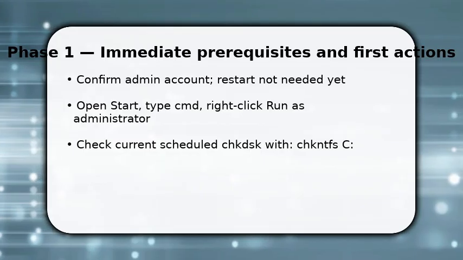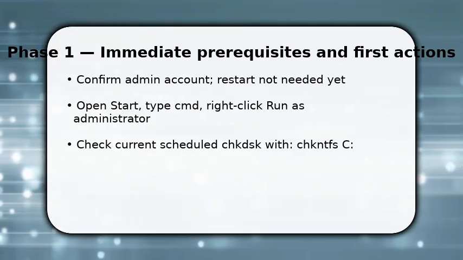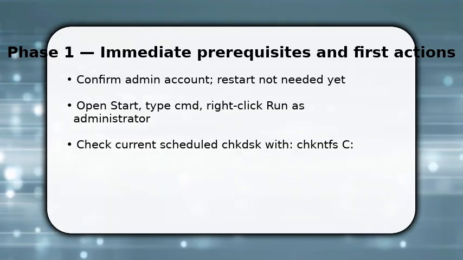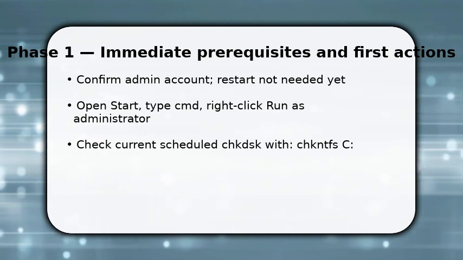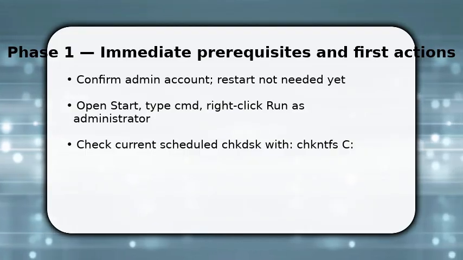Make sure to note the drive letter if different. If the drive is listed, proceed. Otherwise, you can skip disabling and investigate why chkdsk ran initially. Now you'll disable the boot time check for the target volume.